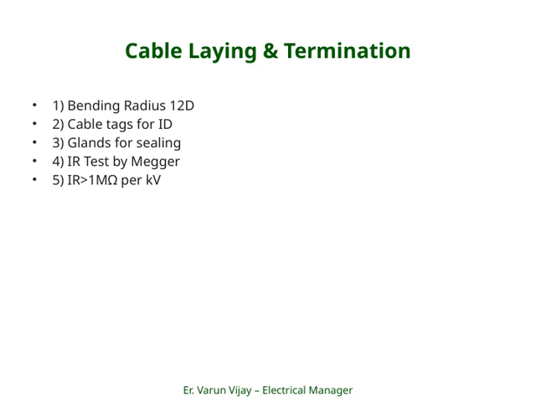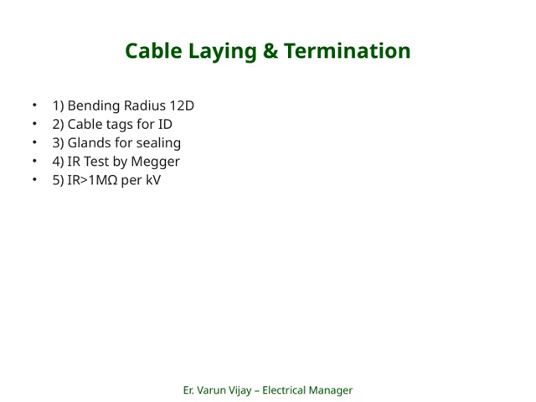Next, using cable tags for identification is essential. Proper tagging makes future maintenance and troubleshooting much easier, as you can quickly identify each cable's purpose and connection point. Glands for sealing are also important. They provide a secure and waterproof seal at termination points, protecting the cables from dust, moisture, and other environmental factors that could compromise their performance.